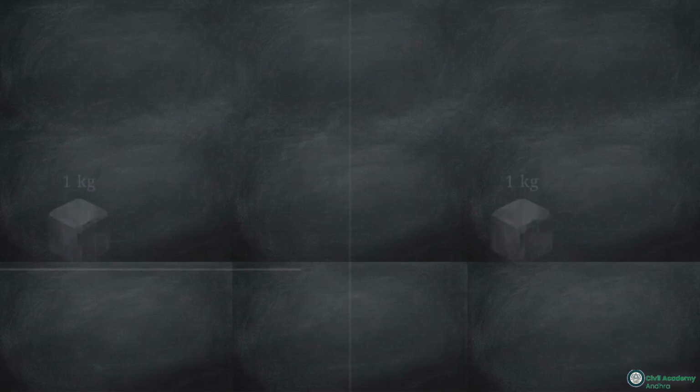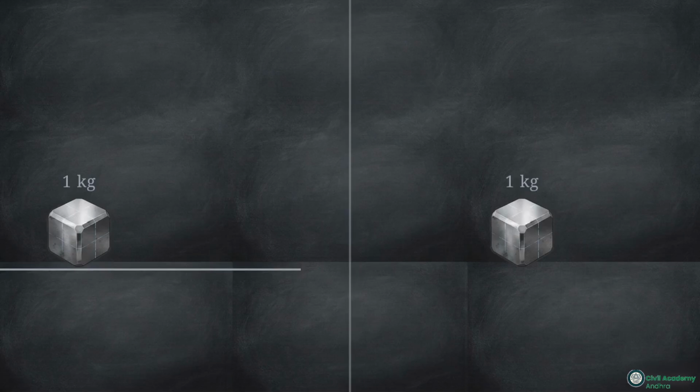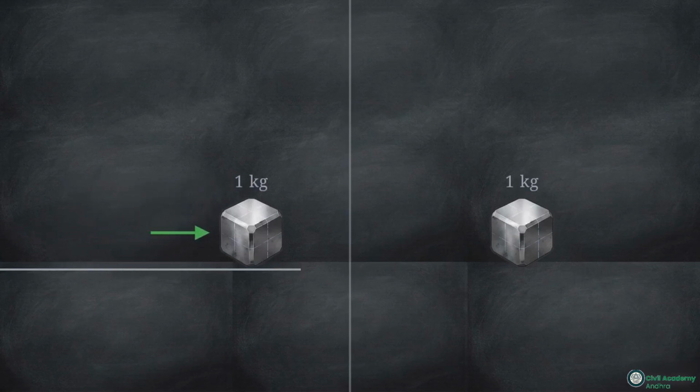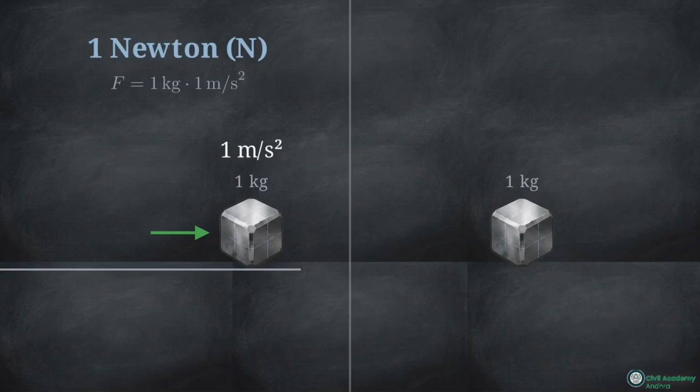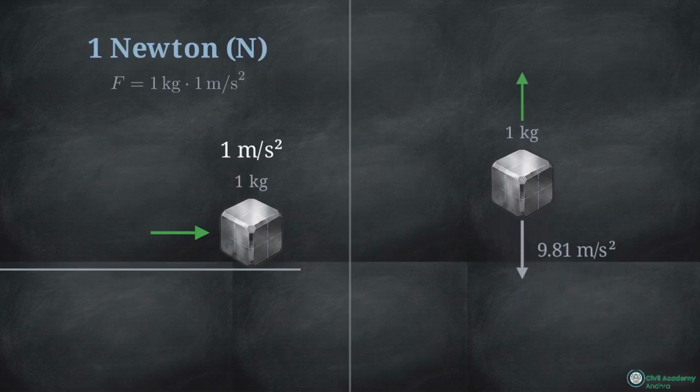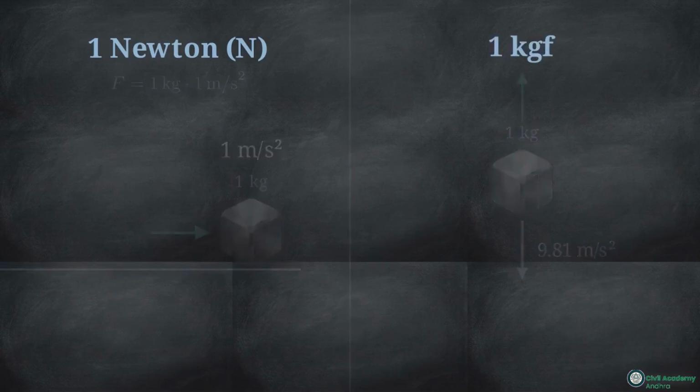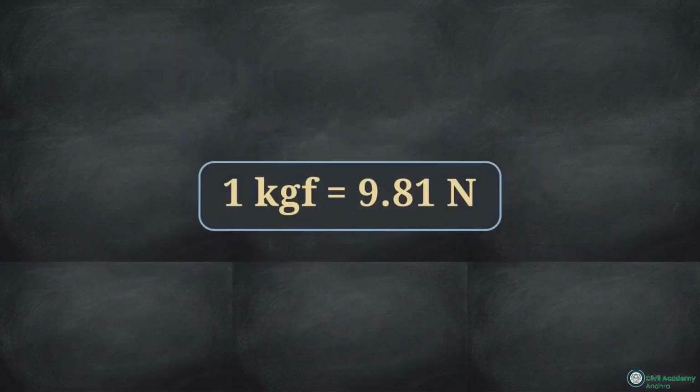You will encounter two primary units of force in your calculations. The Newton is the force required to accelerate 1 kilogram of mass by 1 meter per second squared. The kilogram force, or kgf, is the force required to move that same kilogram against standard Earth gravity. 1 kgf equals exactly 9.81 newtons.